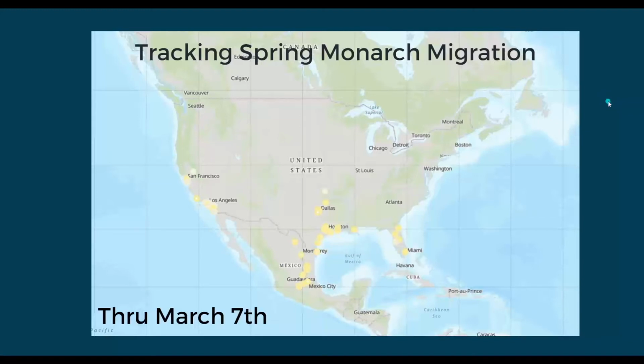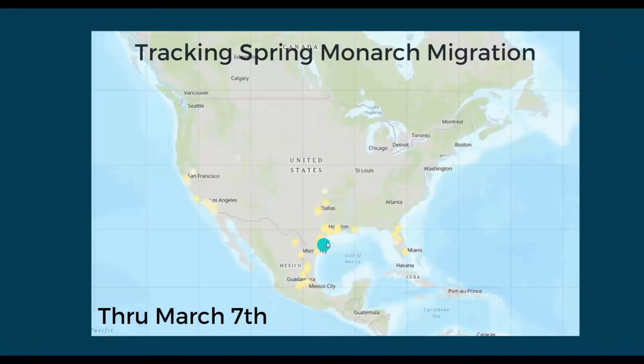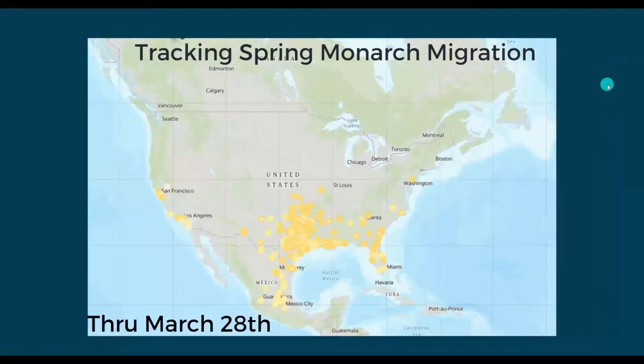Again, just to show you what you can see, by contributing data, your data immediately goes onto our interactive maps, and anybody and everybody can watch the migration unfold on these interactive maps. So this is just from last spring, March 7th. They're already leaving the Monarch Biosphere Reserve in Mexico and moving into Texas.